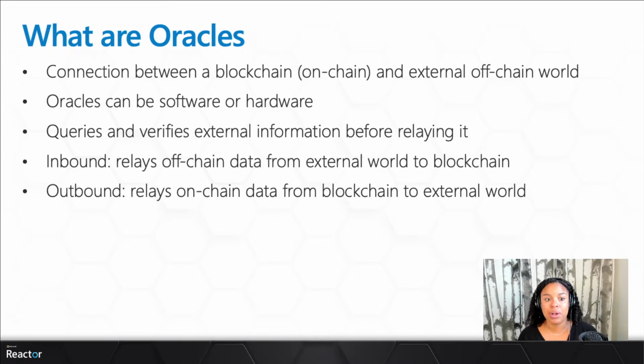For outbound, we're relaying on-chain data from a blockchain or smart contract to the external world. A good example here could be that you're checking into a hotel room and they receive your payment. A smart contract can then communicate with an outbound oracle to unlock the door, turn on the lights in the room, and so on. Here it's a little bit different because we're actually just using some kind of software. Typically, there's an API that you're calling that is relaying this information.